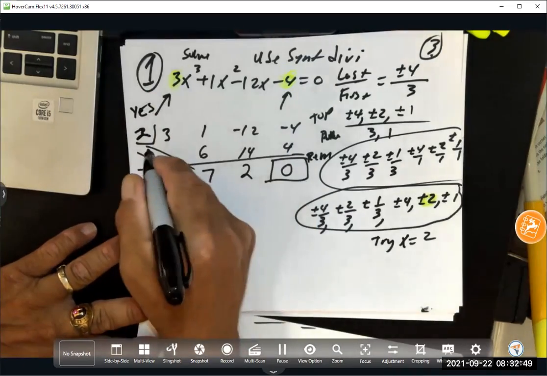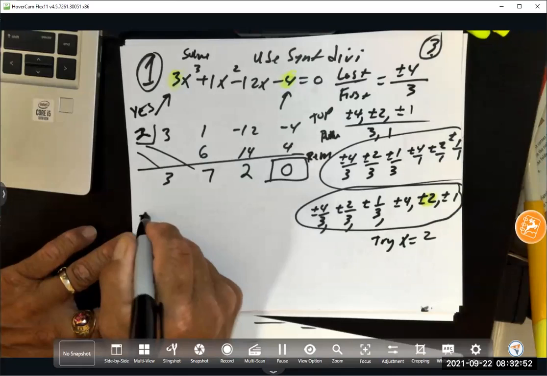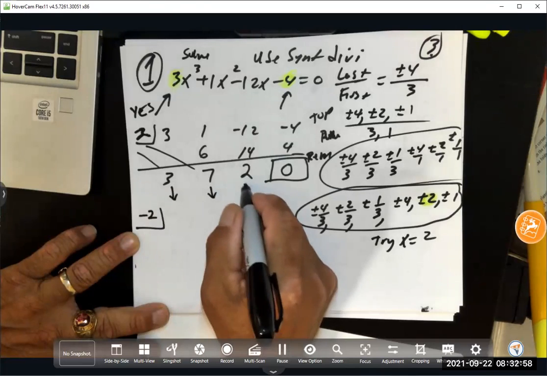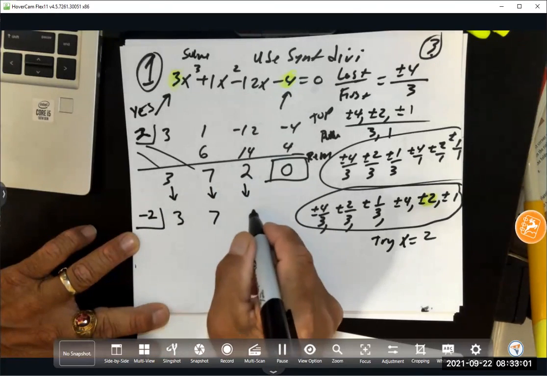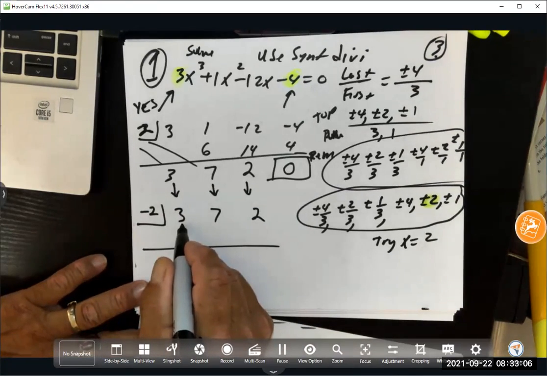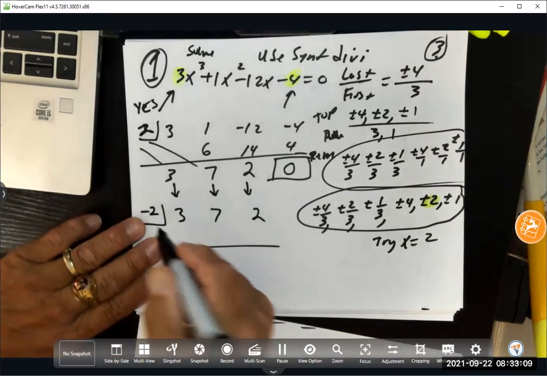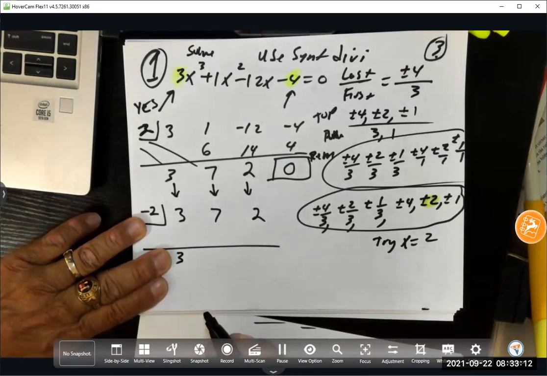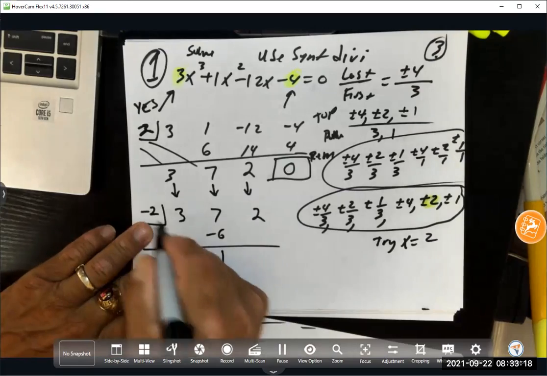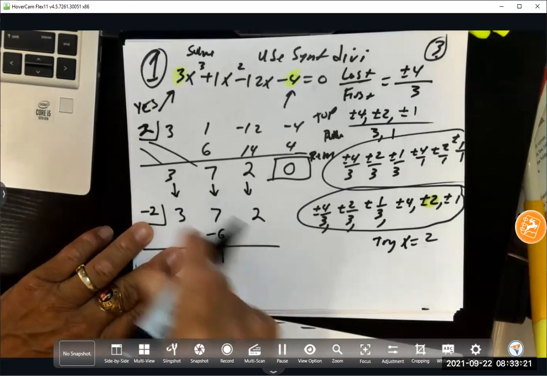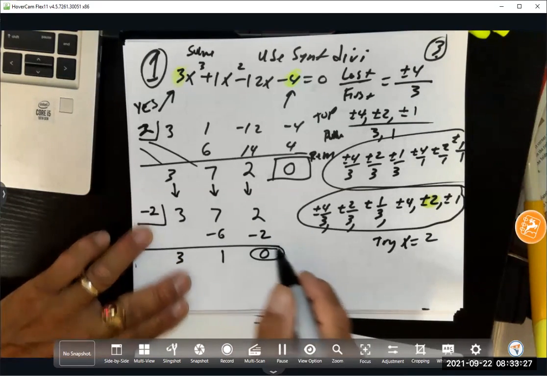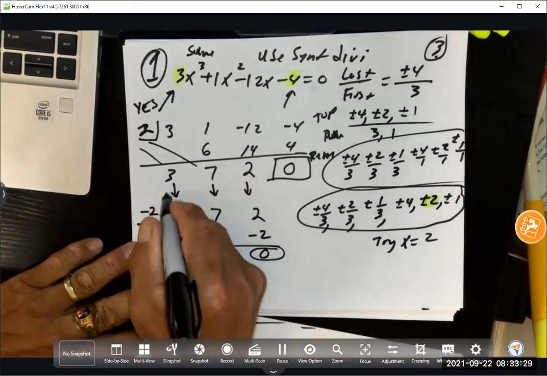So now I'm going to do the next number, negative 2. I'm going to put only the numbers that are left over: 3, 7 and 2. The 3 goes down. Negative 2 times 3 is negative 6. 7 minus 6 is 1. Negative 2 times 1 is negative 2. 2 minus 2 is 0, right? Yes. So that one works also.